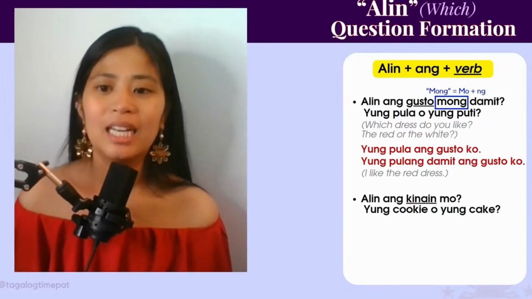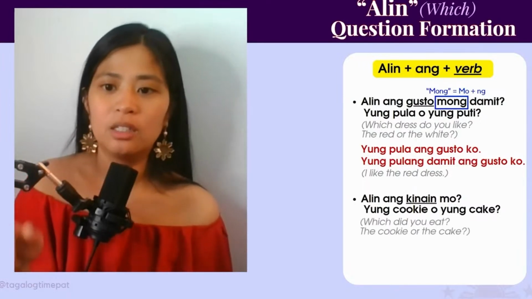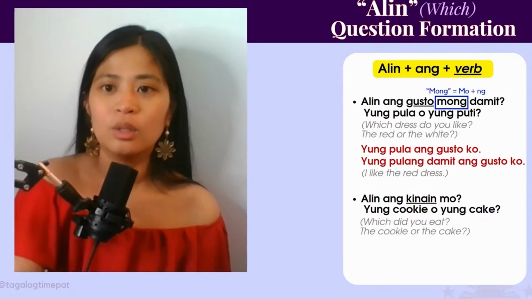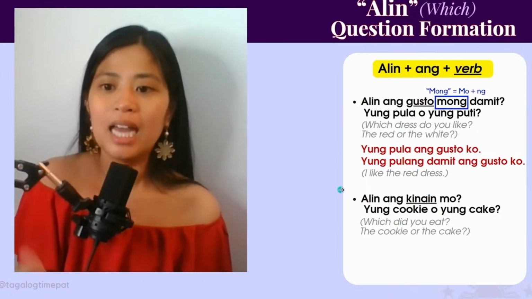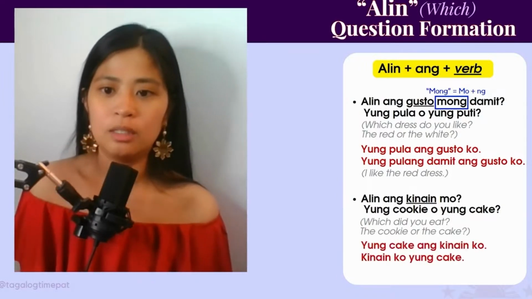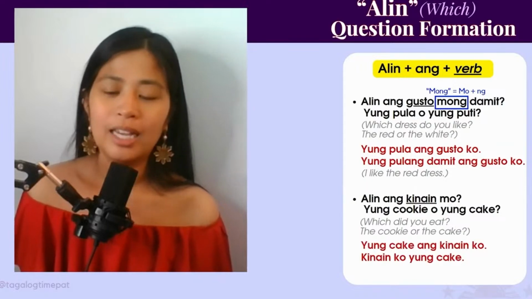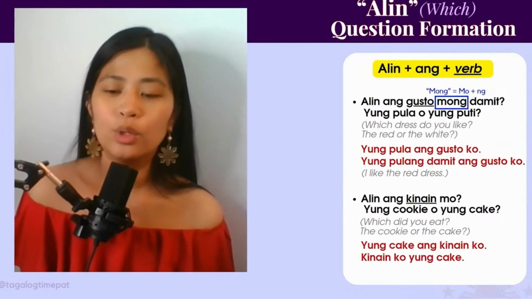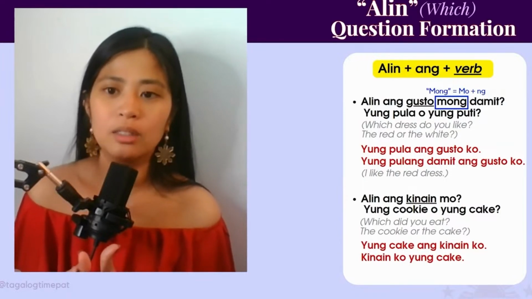Alin ang kinain mo? Yung cookie or yung cake? Which did you eat? The cookie or the cake? So, there's alin, then ang, then a verb. Your response, yung cake ang kinain ko. I ate the cake. Or, kinain ko yung cake. So those are the different ways you can respond.